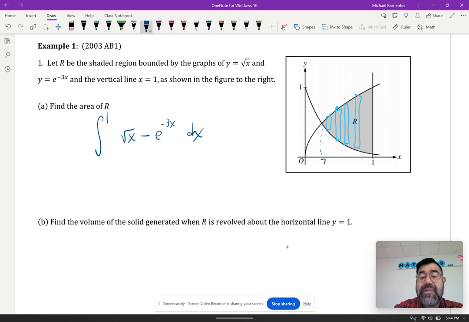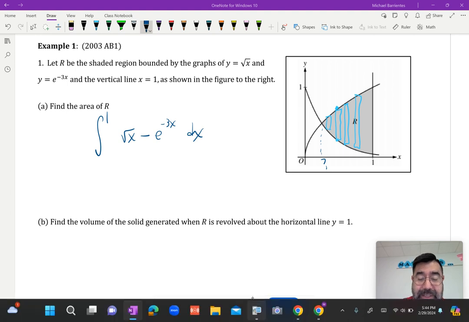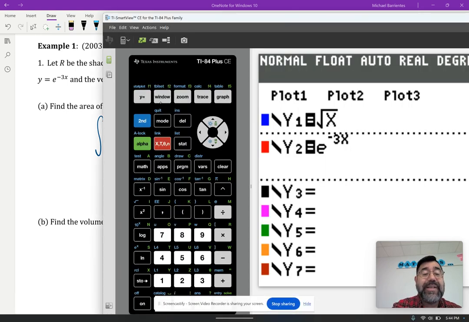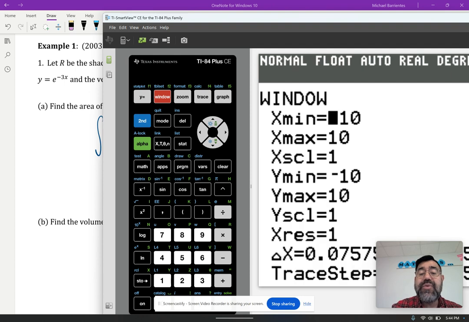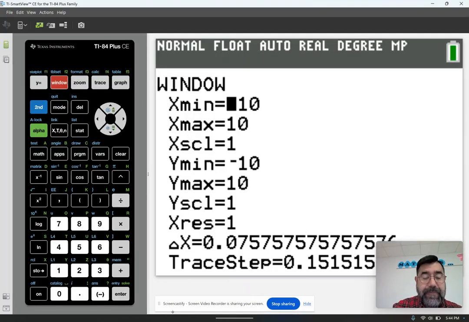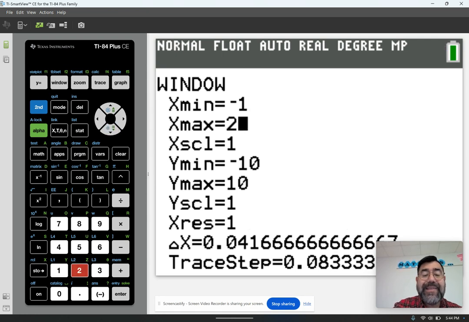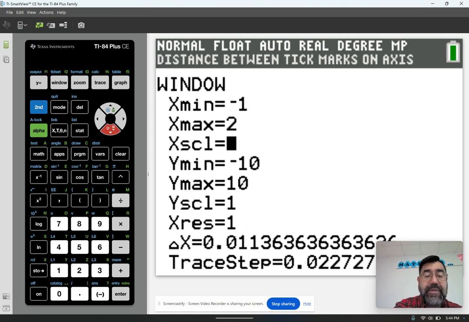I don't know what the starting point is. So I'm going to use my calculator to figure that out. That's going to be important because we're going to need that value for doing the volume. So I go to my calculator, and let's see if I remember to pre-save. I pre-saved them here. Let's make the window small so that we can see everything. How about we go from -1 to 2 on the x, and then on the y, let's do the same.